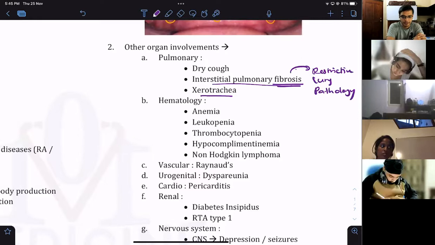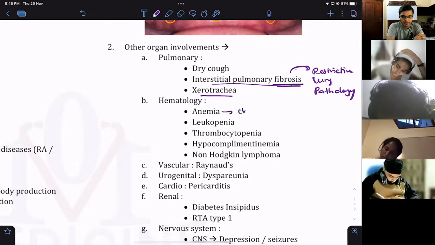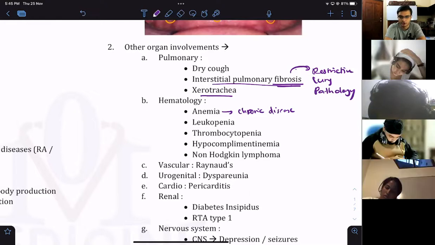Then another one, guys, hematology. What can we see in the blood picture? Just like in SLE, all these things can be present, with some exceptions. Look at this, anemia. Here, guys, mainly we have anemia of chronic disease. How are you going to see this in the laboratory investigations? It is normocytic, normochromic. Here, guys, unlike in SLE, hemolytic anemia is very rare. For Sjogren's, we mainly have normocytic, normochromic anemia; hemolytic is not usually seen.